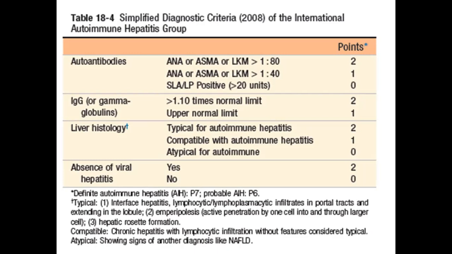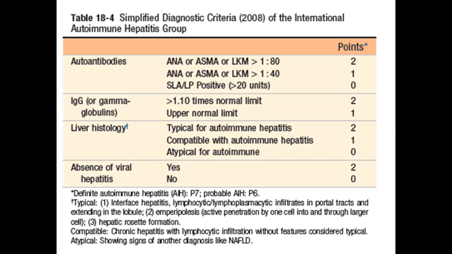If this whole algorithm is followed and points are calculated at the end, and we get a total of 7 or more, the maximum score is 8. Of the 4 criteria, 2 is the maximum score for each, so the maximum score is 8. If a patient's score is 7 or 8, then we can say that this is definitely autoimmune hepatitis.